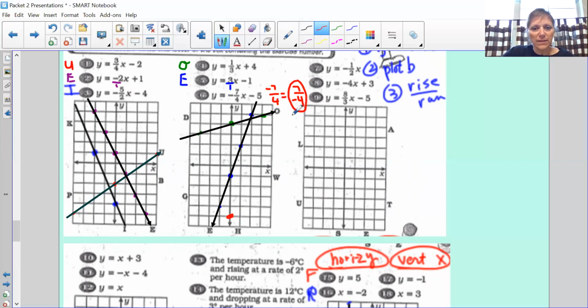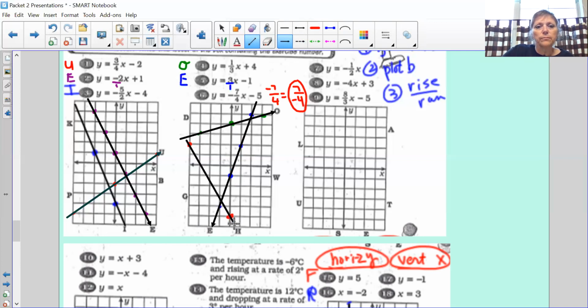Okay. Now this means to go up 7, but backwards to the left 4. So if we go up 7, 1, 2, 3, 4, 5, 6, 7, and backwards 4 to the left, 1, 2, 3, 4. That's our other dot. That's the only 2 we can put. Don't have room for another one. So here we go. And I can see it's going to point to the letter H. Okay, so 6 is H.